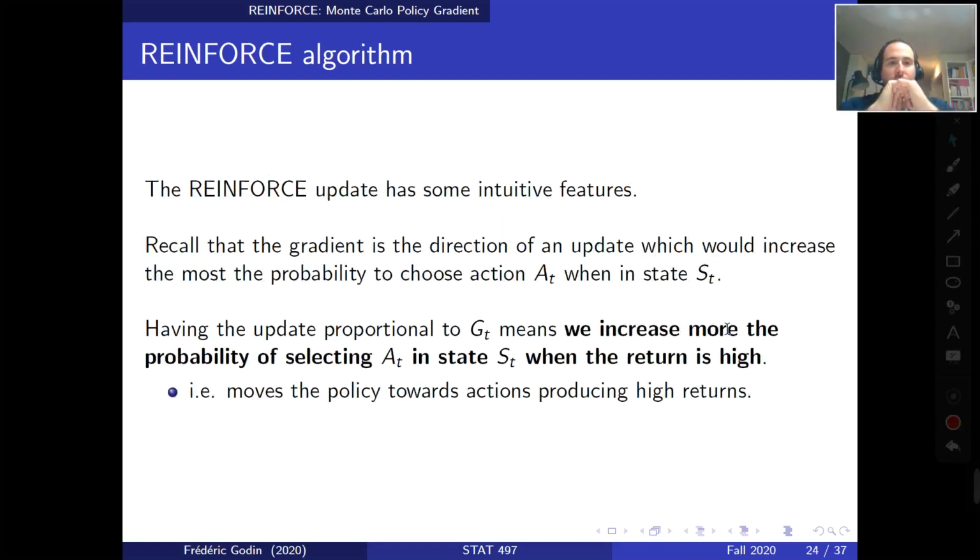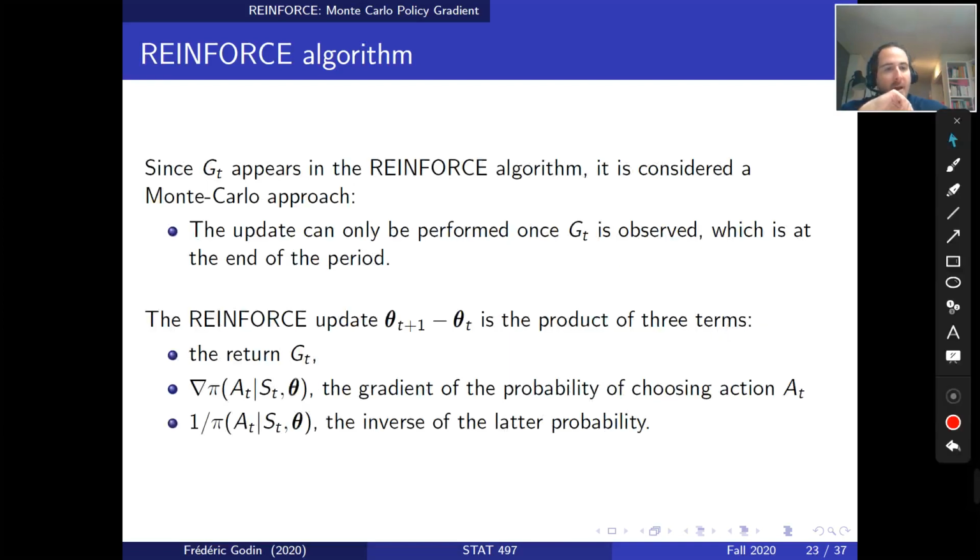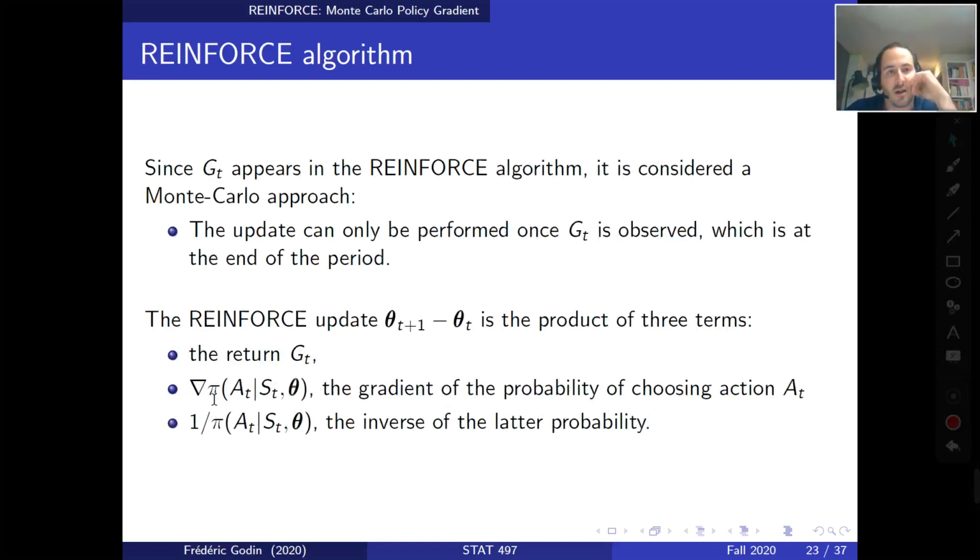Okay, so how does it work intuitively? Well, intuitively it can be seen as follows. Let's do a bit of recall of what the gradient is. The gradient is the direction in which, if the parameters move in that direction, you would increase the probability of selecting action A the fastest in state S_T. So this gradient here gives you the direction such that if you move the parameters in that direction, then you will have the fastest increase of selecting that action A in state S.